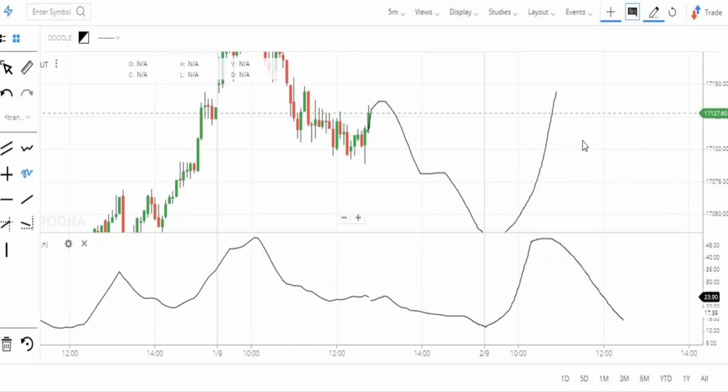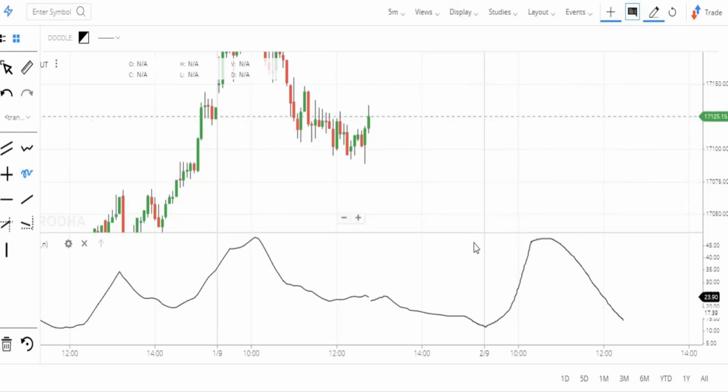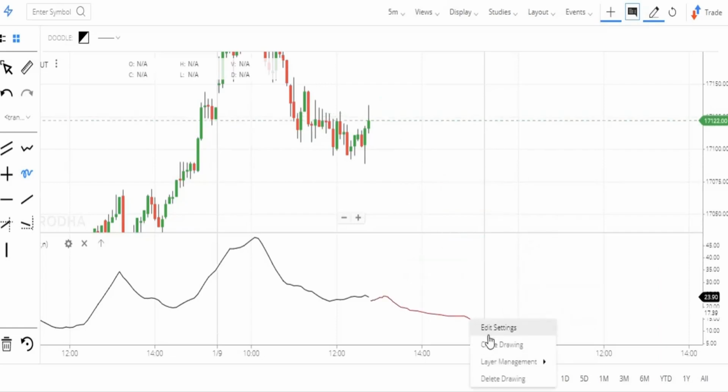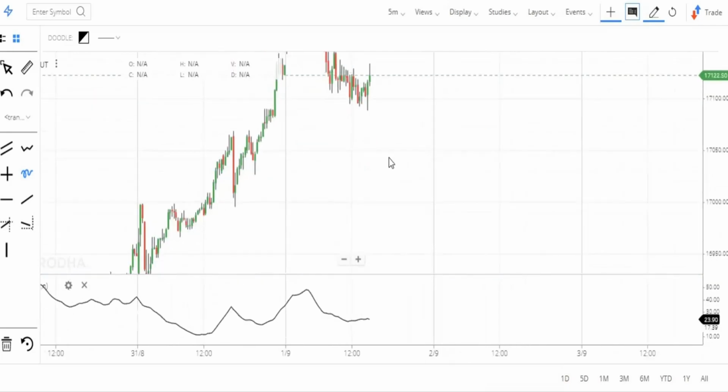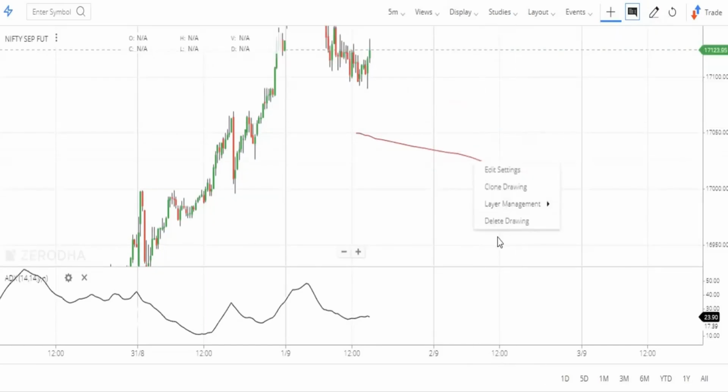So it is hard to explain ADX in technical terms. You have to experience it when you are trading, but it basically tells you the kind of strength the market has. Okay, so that is it for today.